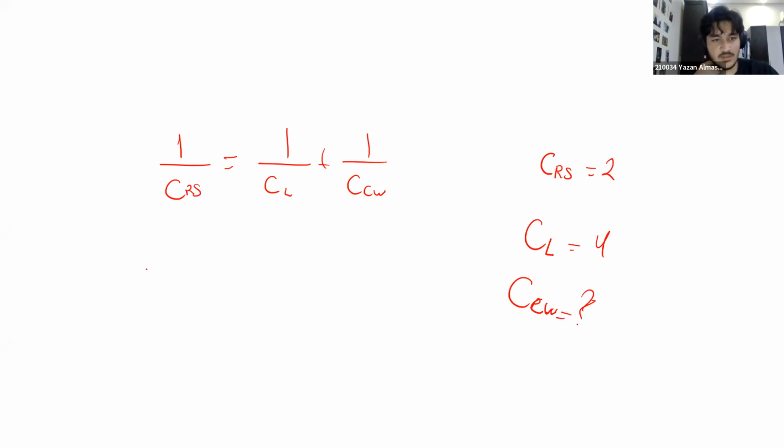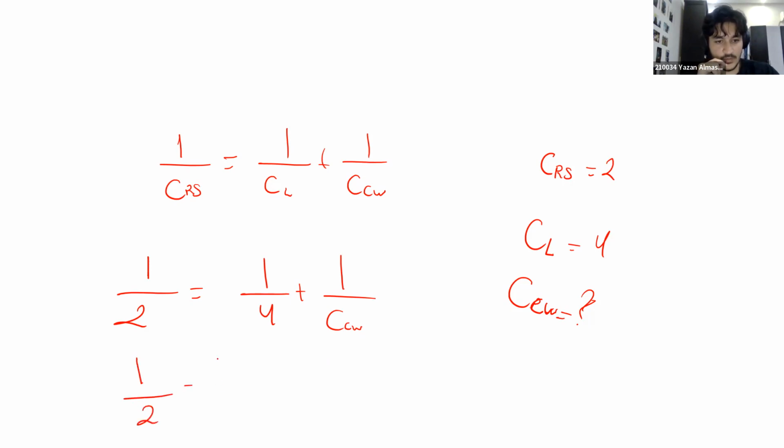So we start by substituting. 1 over 2 equals 1 over 4 plus 1 over compliance of the chest wall. Okay. So by math, what do we do? 1 over 2 minus 1 over 4 equals 1 over compliance of the chest wall. So what is a half minus a quarter? It's going to be 1 over 4.